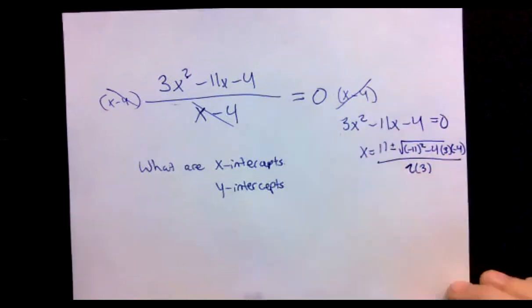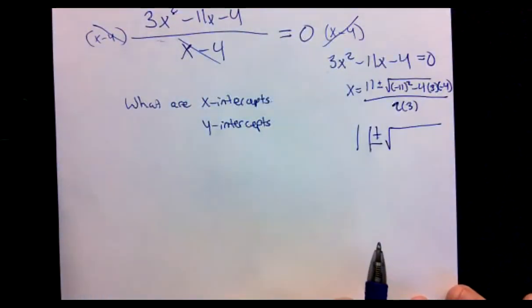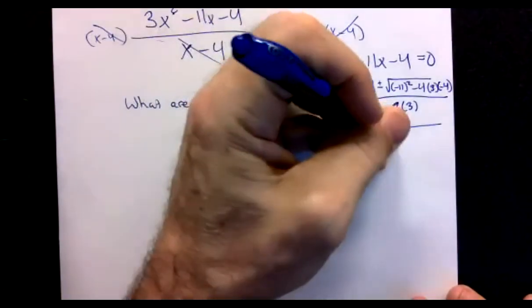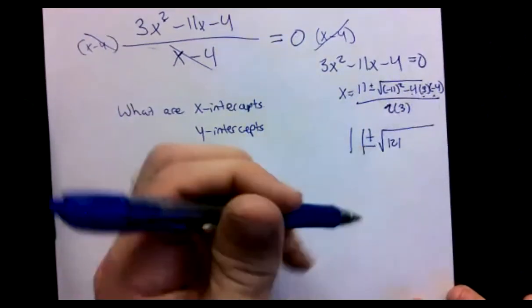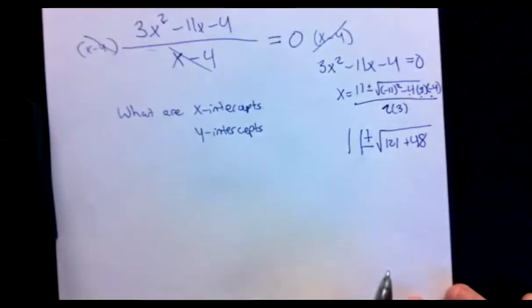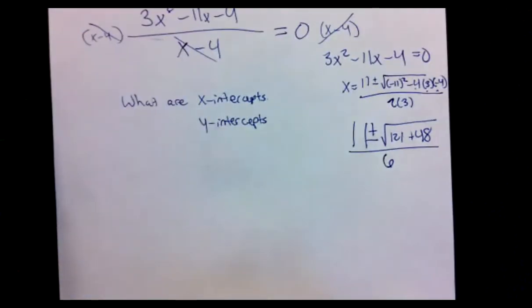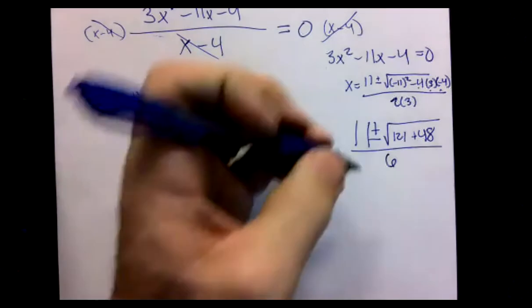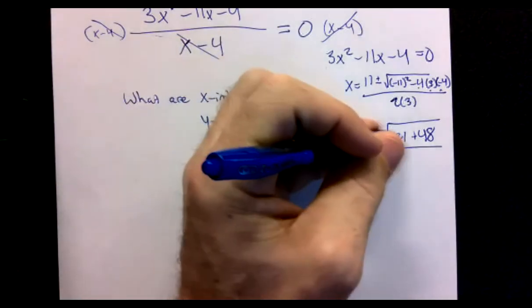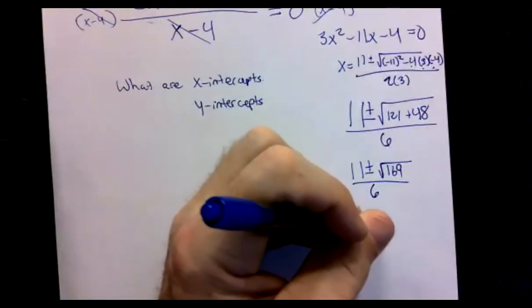And if we just work this out, I'll write a little bigger so we can see it. So 11 plus or minus the square root of negative 11 squared, which is 121, minus 4 times 3 times negative 4, which is positive 48, all over 2 times 3, which is 6. I'm just using the quadratic formula, walking through step by step how to solve. So we get 11 plus or minus the square root of 121 plus 48, which is 169. The square root of 169 is 13.